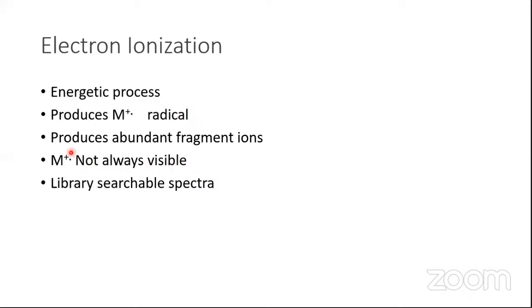There is a limitation: when the molecule is very fragile, not structurally stable, you may get only fragments and you will miss the molecular ion weight of the compound. If the molecular ion is not formed because of the high energy of the electrons, you may miss this information for some of the molecules. So molecular weight information may not be available.